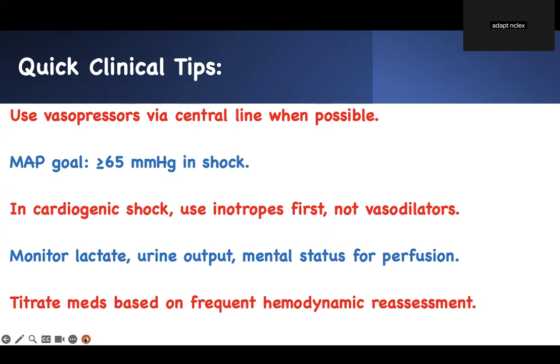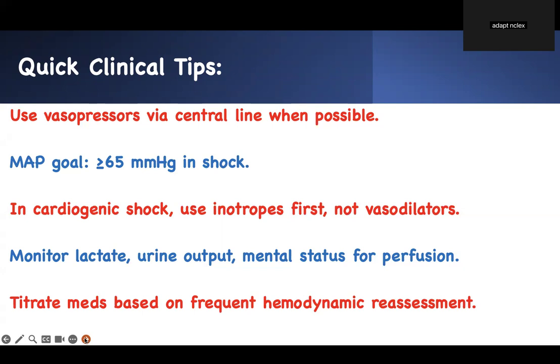Make sure the MAP, mean arterial blood pressure, is greater than 65 in a shock patient to maintain the goal. In cardiogenic shock, always keep the heart going. So inotrope before you dilate to relieve pressure from the heart. You want to keep on pushing the heart. So use inotrope before vasodilator.